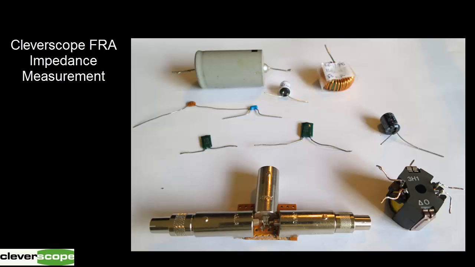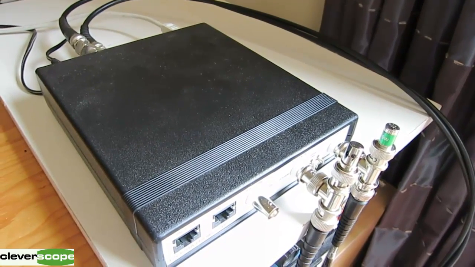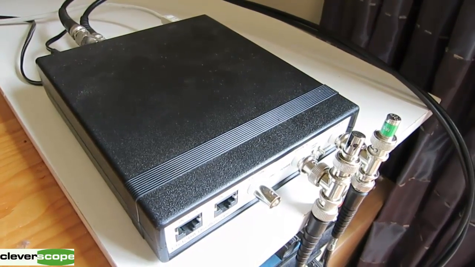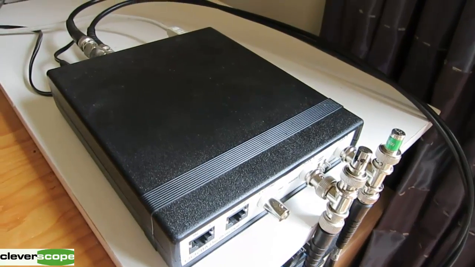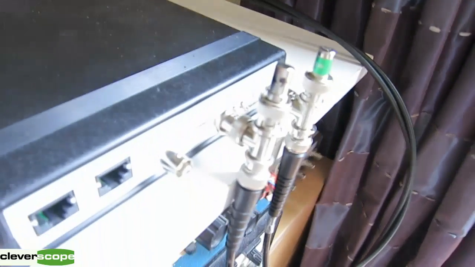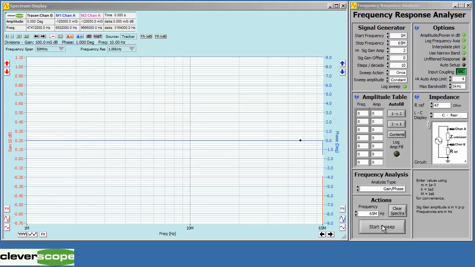First of all, we'll start off by looking at the Cleverscope native performance, just to get a baseline of what we can do. Here's the setup for the Cleverscope native gain phase test, just to check on how the unit on its own performs. We've just got two equal length coax cables coming out from the back there, and they go around and connect in channel A and channel B using 50 ohm terminations.